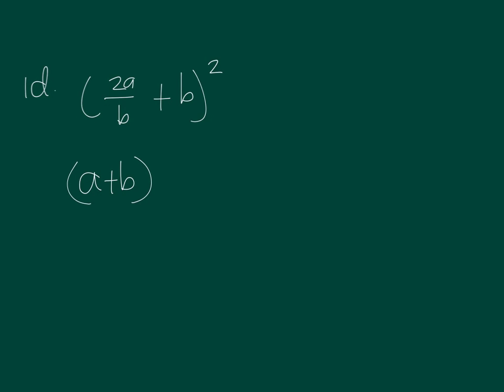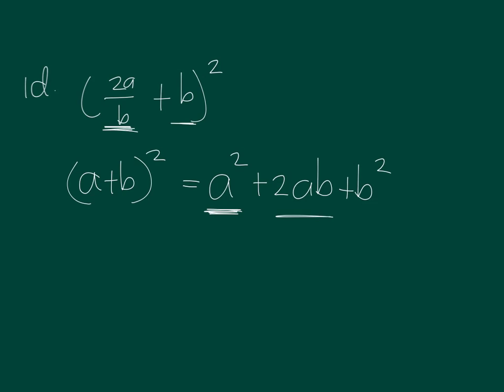Because you have two terms, the first term is 2A over B and the second term is B. If it is in the form of (A plus B) squared, then how you expand this will follow A squared plus 2AB plus B squared. That means you square the first term, then 2 times the product of the first and the second term, and then square the second term or the last term.